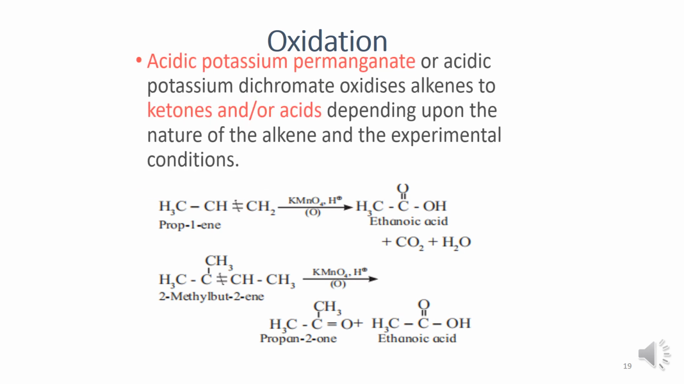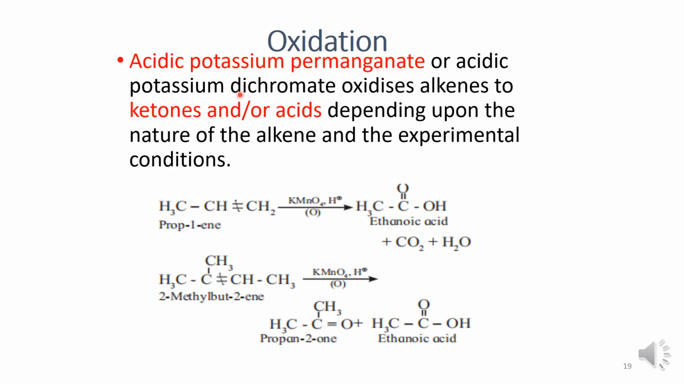Oxidation. Acidic potassium permanganate oxidizes alkenes to ketones or acids depending upon the nature of the alkene and experimental conditions. Like if you are taking propene and you put acidified potassium permanganate into it, you will get acetic acid and carbon dioxide. Whereas if you are taking 2-methyl butene, you will get a ketone, which is propanone, and ethanoic acid also.